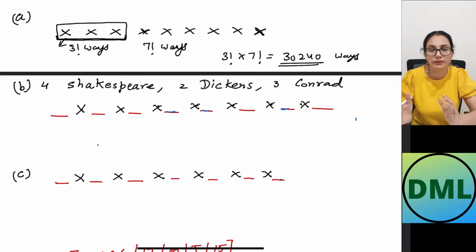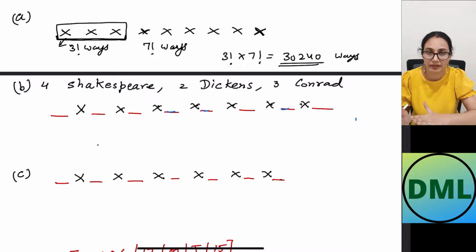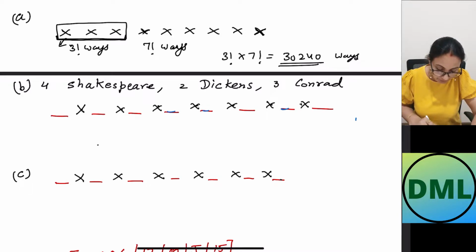Now he says that the books of Dickens are separated from each other. That means in between the Dickens books, there are either the Shakespeare books or the Conrad books. So that means we have 4 Shakespeare and 3 Conrad books. The total number of books available with us is 7 books. So as you can see, I have made 1, 2, 3, 4, 5, 6, 7 crosses for you.